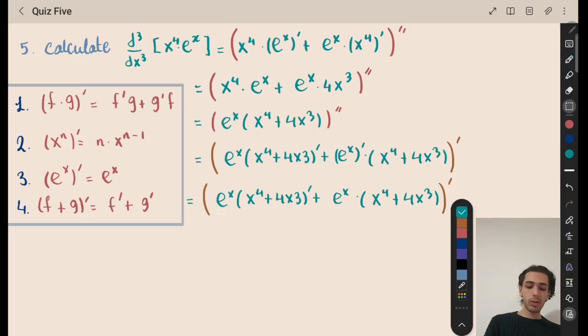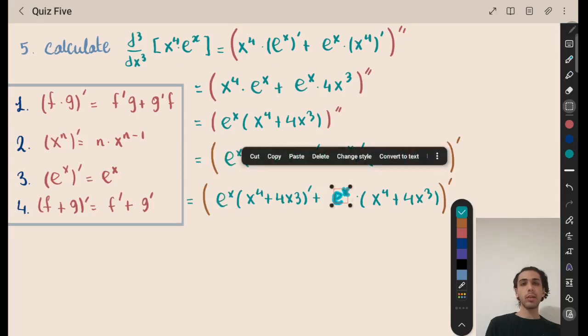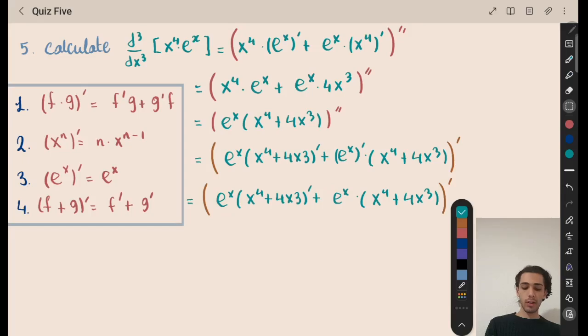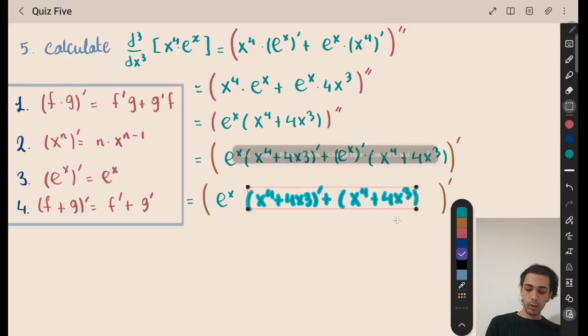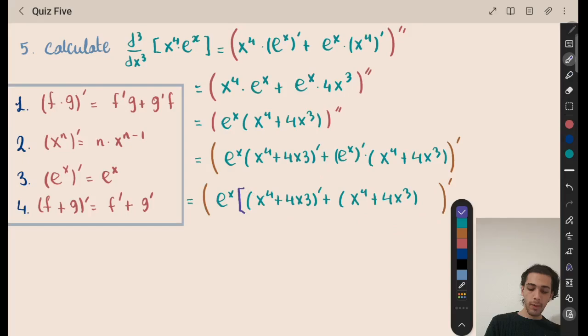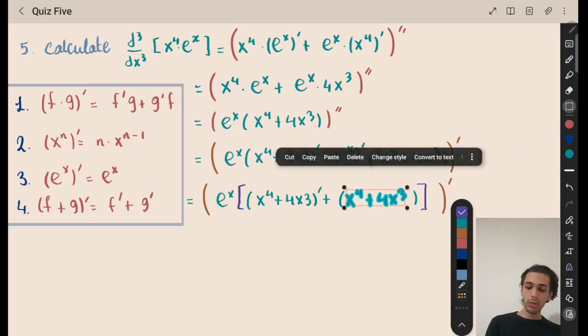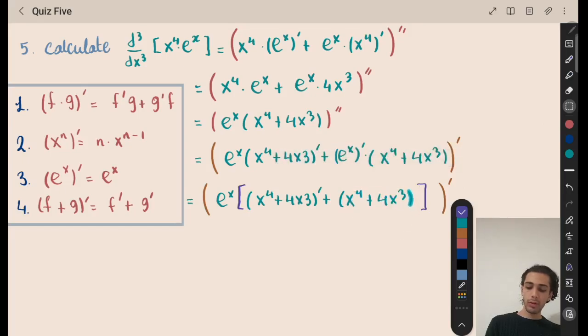And already we see that there's e to the x here and e to the x there. So I'll do the same thing again. I'll take e to the x as a common factor. And notice that we still need to take the derivative of x to the fourth plus 4x to the third. So it's x to the fourth plus 4x to the third plus the derivative of this thing.